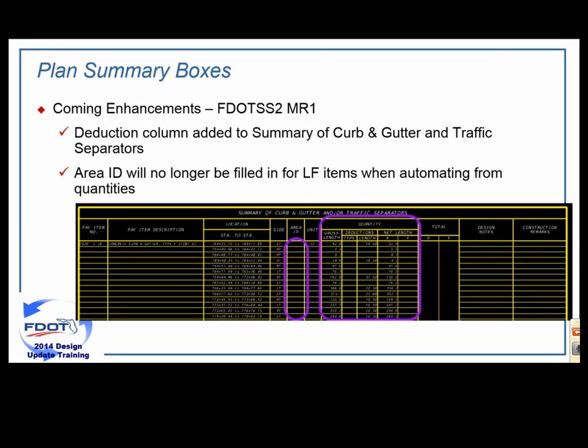So that is something that you want to check for to make sure that it has been set correctly. And it'll be real obvious when you run your summary box and you get no deductions. You'll know that when that was run, hello, we need to go back and fix that and rerun the curb and gutter quantities.